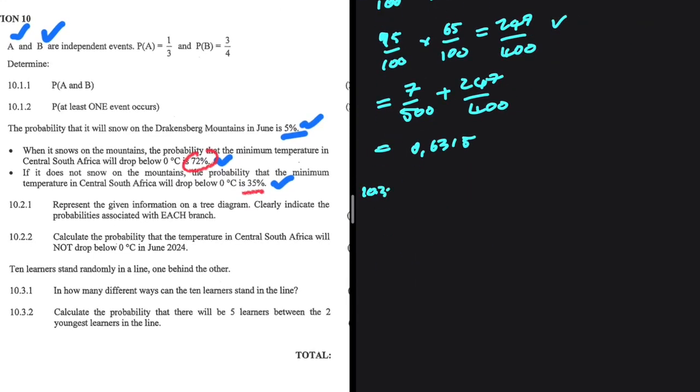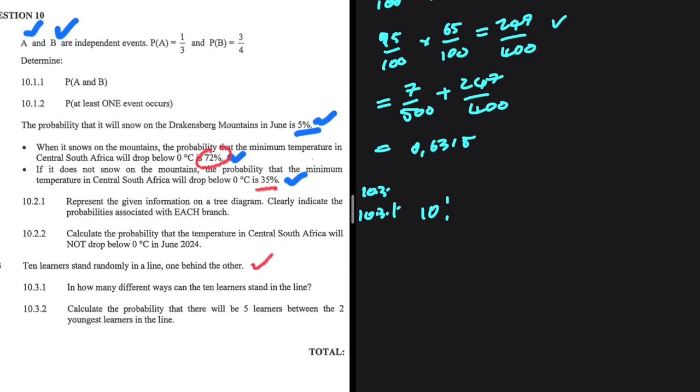Quite an interesting question. I did spend a lot of time on this question, trying to see if I'm missing something. But anyway, we have 10 learners that randomly sit in a line, one behind the other. So in how many different ways can 10 learners stand in the line? Oh, they stand, they don't sit on a line. If we have 10 learners and they're sitting randomly, then we have 10 factorial ways of which they can sit. Right, that is quite an easy one. 1 mark in the bag, 10.3.2.